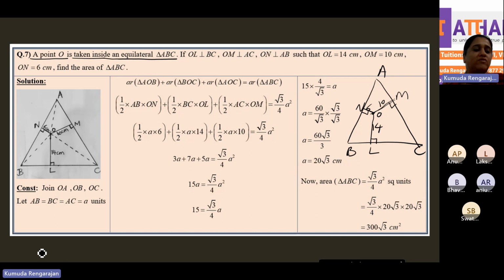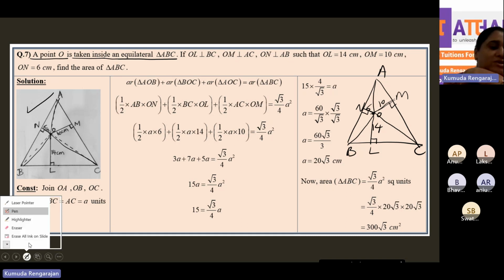So with this information, we have to find the area of the triangle ABC. For that, the construction is to join O to the three vertices of the triangle: O to A, O to B, O to C. So join OA, OB, and OC. That's how you get this figure, when you join using dotted lines.